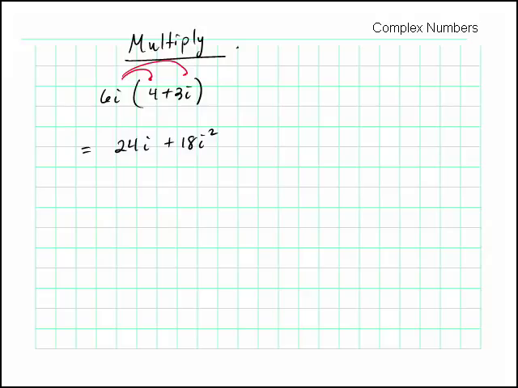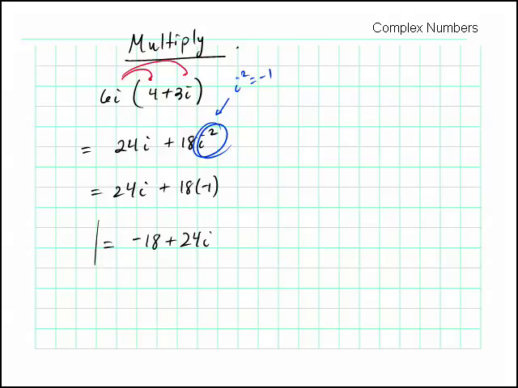Now we're not going to leave it like this because we know that i squared is equal to negative 1. So we always replace the i squared with negative 1 when we see it. That's 18 times negative 1. And so my answer as a complex number, put the real part in the front, negative 18 plus 24i. And we've multiplied it.